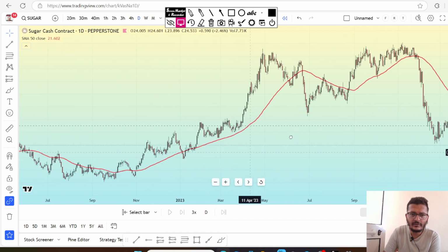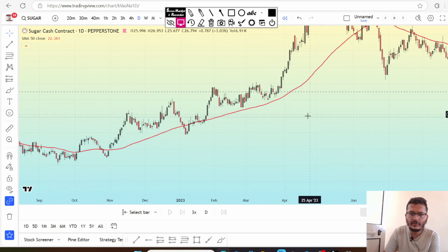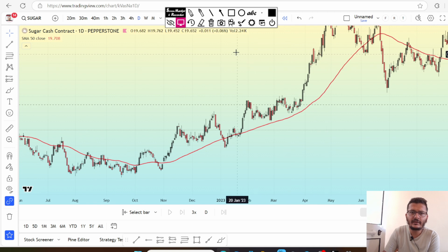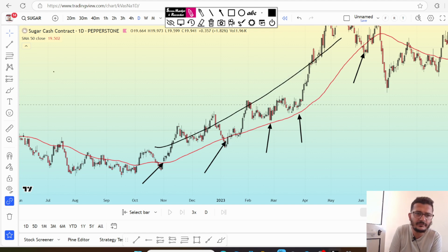Okay, look here, in this chart, if you look, you will see a kind of support in the market, and here is also another support in the market. And if you see the moving average here in the chart, you will see this kind of moving average. That means it is the rising moving average.